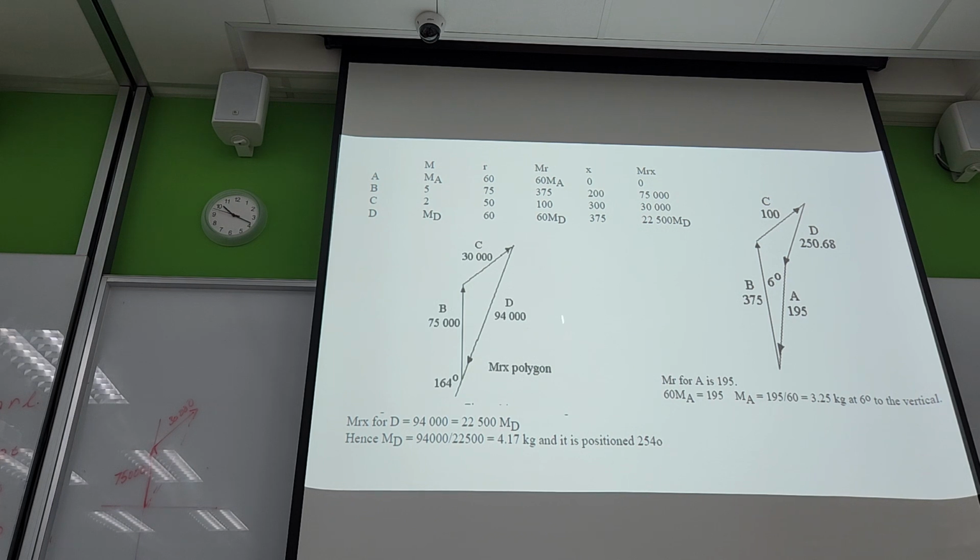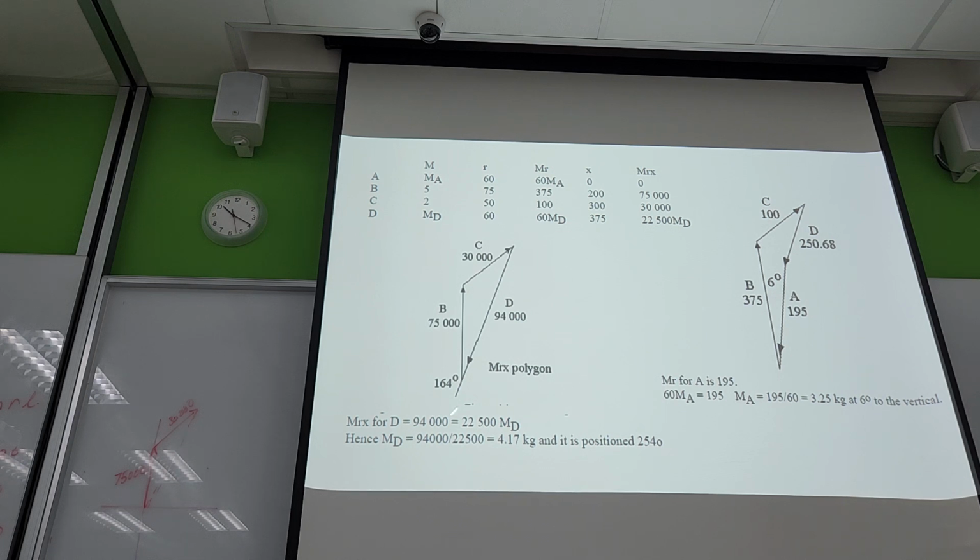Alright, so from the MRL polygon, as shown here, you can measure this distance and multiply with your scale. That gives you 22,500 into MD. So from this you can calculate the mass of D. As shown here, the mass of D is 4.17 kilograms, and the direction of this is 254 degrees. You can choose a local coordinate axis and measure the orientation here. You can always see that this is 180 plus something, so this 254 is okay.